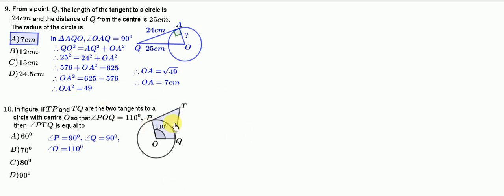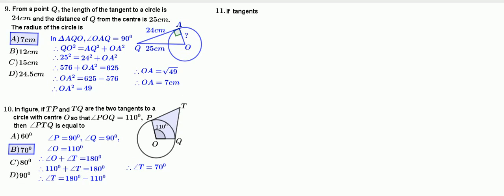Observe here, measure of angle P equal to 90 degrees. Also measure of angle Q is 90 degrees and sum of interior angles of a quadrilateral is equal to 360 degrees. Sum of angle T and angle O should be equal to 180 degrees. Therefore, 110 degrees plus angle T equal to 180 degrees. Therefore, angle T equal to 180 degrees minus 110 degrees. Therefore, angle T is equal to 70 degrees. So, option B is the correct answer.